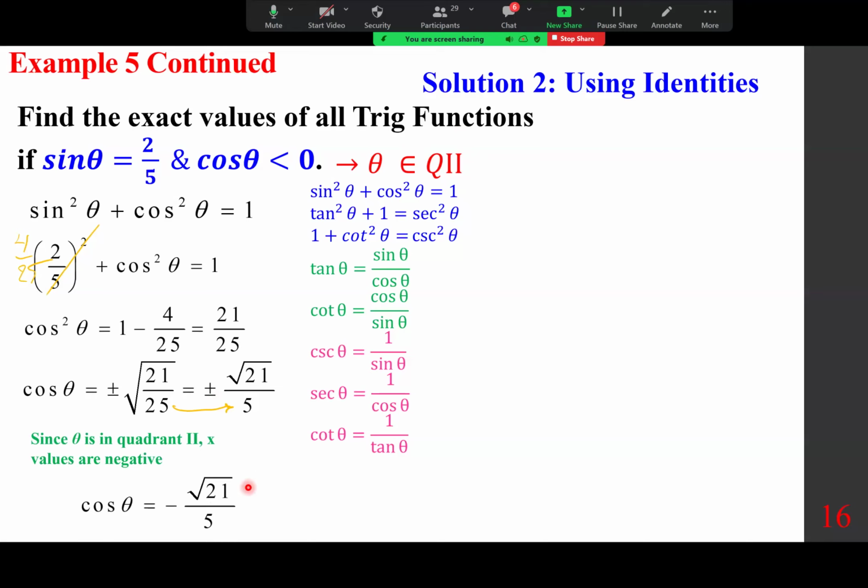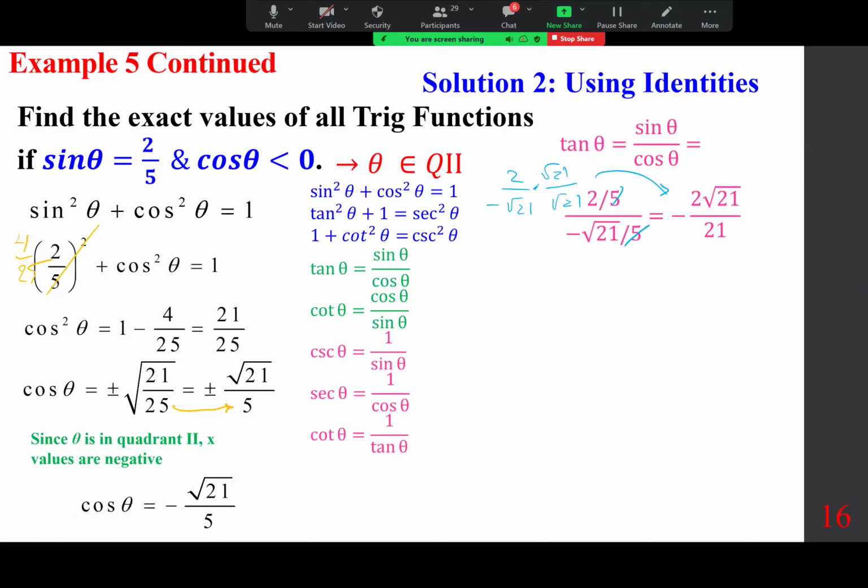Since you have sine and cosine, practically we're done because tangent is sine over cosine. This number over this number. And again, I'm assuming we can go from here to here. First, you can drop the common denominator of 5. So 2 over negative square root of 21. We multiply by square root of 21 over square root of 21, and we get this.